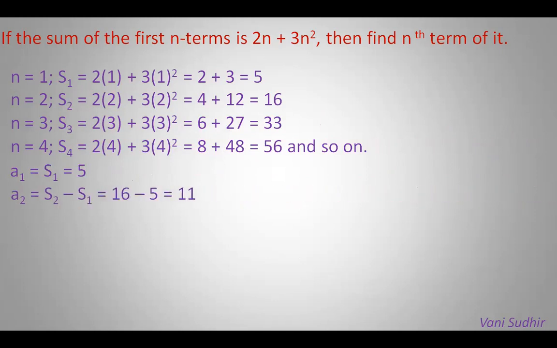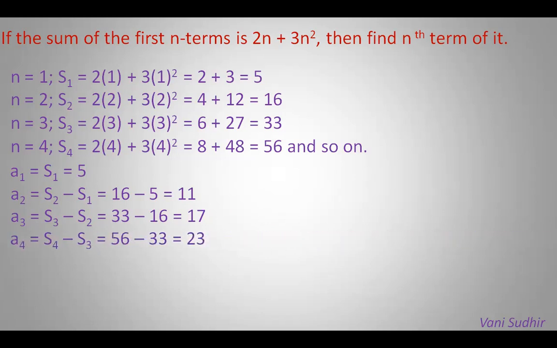If you want the second term, from the sum of two terms, if you subtract the sum of one term, we'll get the second term. 16 minus 5, that is 11. See, if you want the third term, you have to do S3 minus S2. S3 means 3 terms are added: A3 plus A2 plus A1. S2 means A2 plus A1. When you subtract S2, A2 and A1 get cancelled and A3 is left over. That's why we get the third term. That is 33 minus 16, 17, and so on.